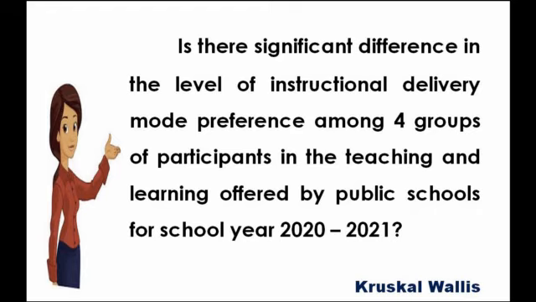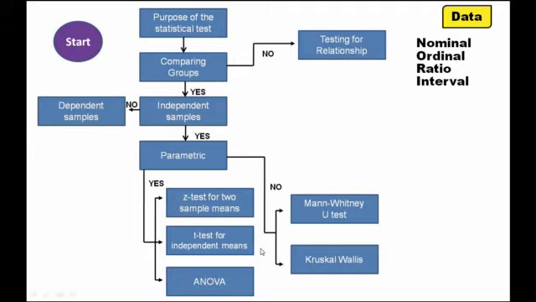And we are now going to rank their preferences, and then from the given rank of preferences among the 4 groups of participants, then we are going to calculate the value using the Kruskal-Wallis formula. Okay, now we are through with the parametric under independent and the non-parametric under independent samples. Now we proceed on the dependent samples.